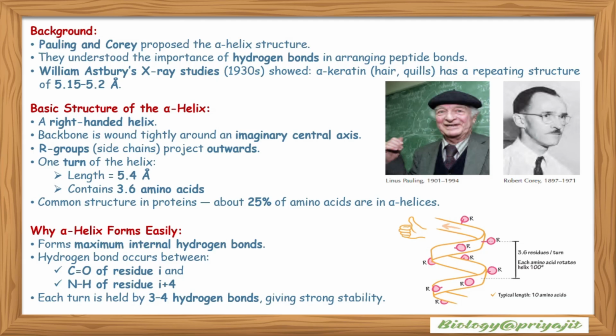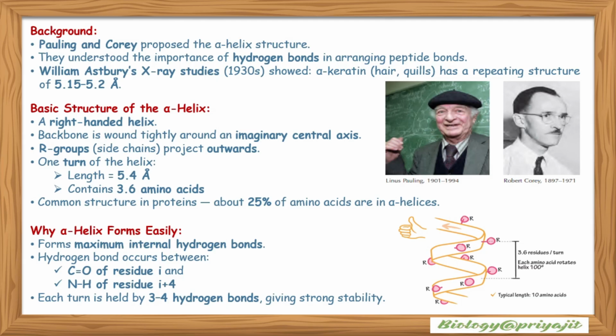What is the basic structure of the alpha helix? It's a right-handed helix. Its backbone is wound tightly around an imaginary central axis. The R groups project outwards. One turn of the helix is 5.4 angstrom in length. It contains roughly 3.6 amino acids. It is a common structure in proteins; about 25% of amino acids are in alpha helices.